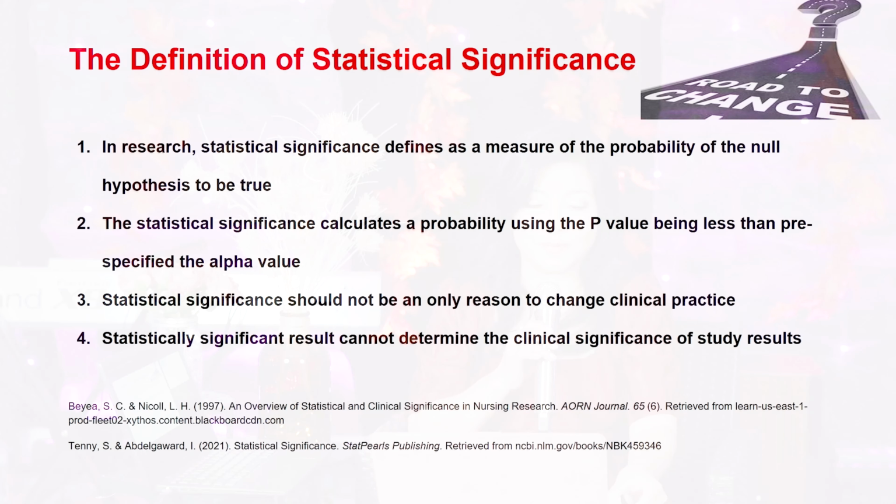I'm gonna start with the definitions. In research, statistical significance is defined as a measure of the probability of the null hypothesis to be true. The statistical significance calculates a probability using the p-value being less than a pre-specified alpha value. I'm going to give a quick example. If the researcher determined the alpha value of the study is 0.01, meaning the researcher is willing to be wrong only one time out of 100.